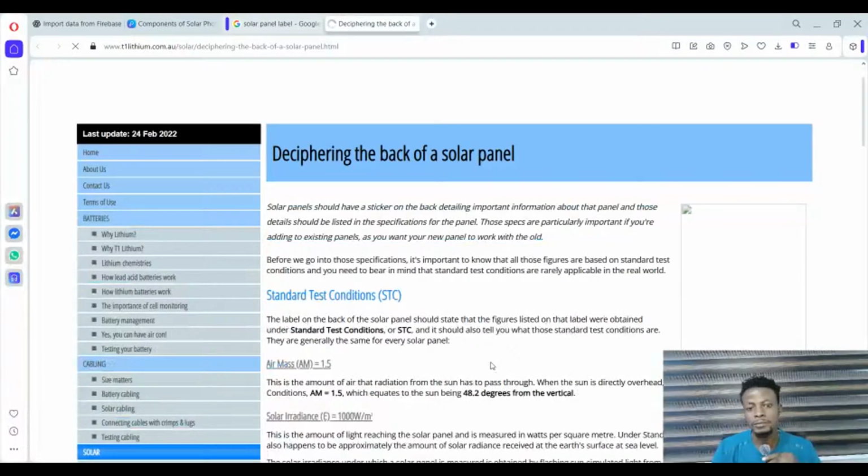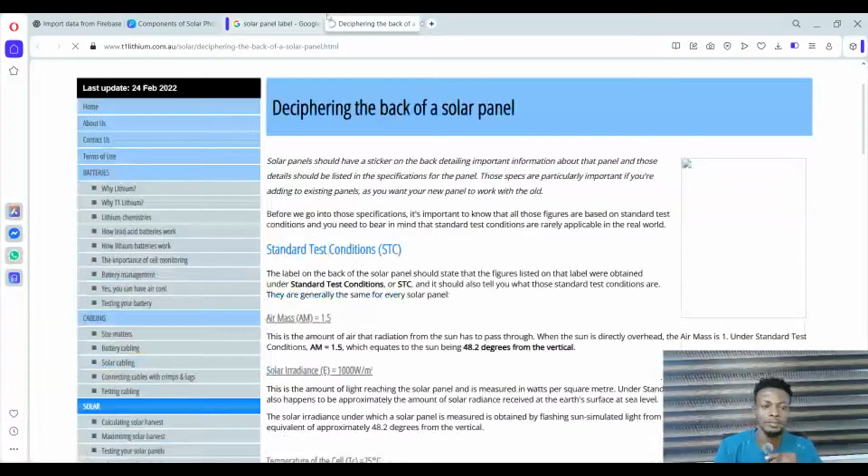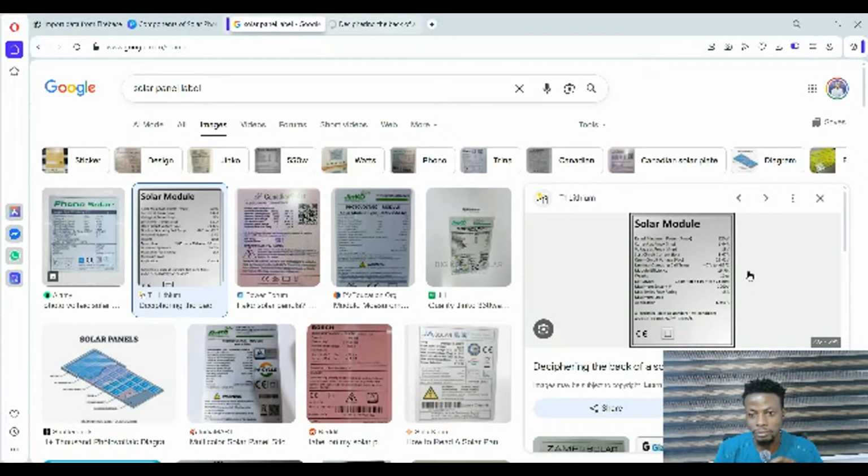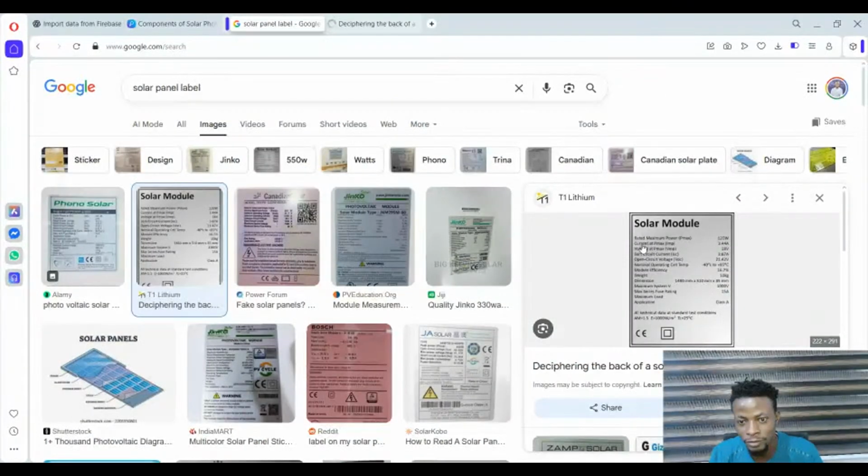What's this now? These are the things you are going to share. I just want to show us how the solar label looks like. I don't know why this. But I think we should be able to from here.